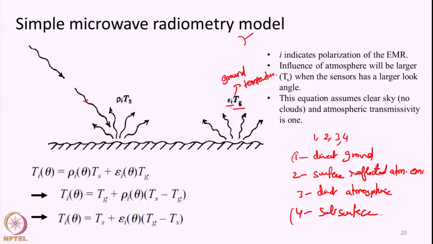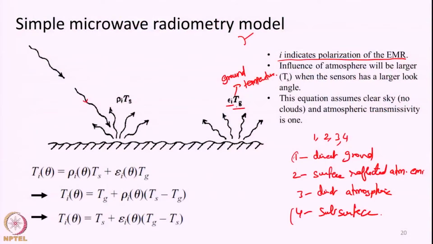We have the surface has an emissivity of epsilon I, where I indicates the polarization of EMR. As I told you, the signals emitted by the earth surface will vary with the polarization, and the polarization effect is highly noticed in microwave domain. So, the emissivity varies with polarization, and hence the radiation emitted by earth surface will vary with polarization.